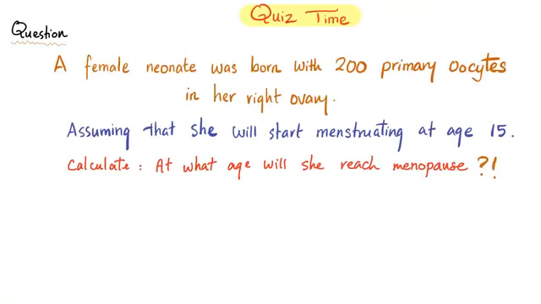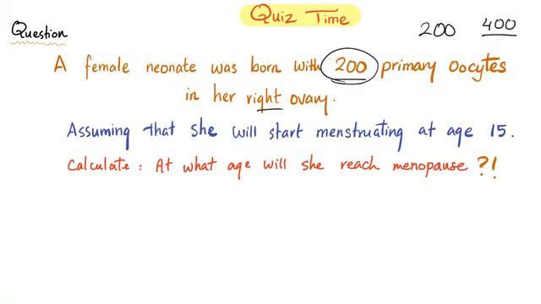And let's answer the question of the previous video. A female neonate was born with 200 primary oocytes in her right ovary. Assuming that she will start menstruating at age 15, please calculate at what age will she reach menopause. So this is easy. First, 200 from the right ovary means 200 from the left ovary. 200 plus 200, you have 400 primary oocytes.